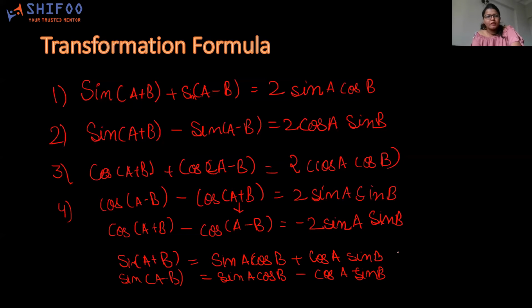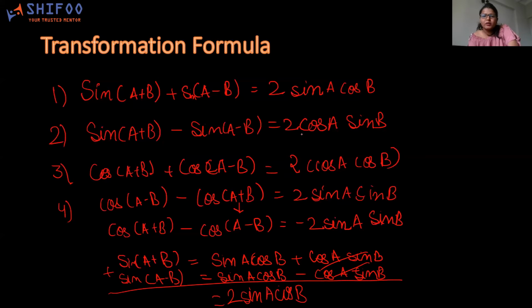Now the first formula, if you see, is what? Sine A plus B plus sine A minus B. That means we are adding these two terms. We are cancelling this out and we are left with 2 sine A cos B, right? So similarly, all these formulas can be derived, and this is used majorly in our trigonometric chapter. So you guys can note it down till we move on to the next.